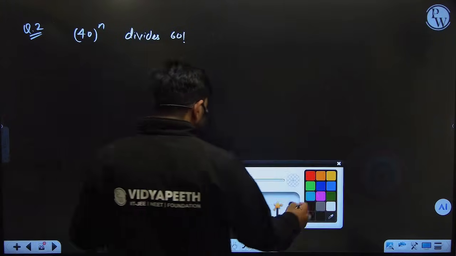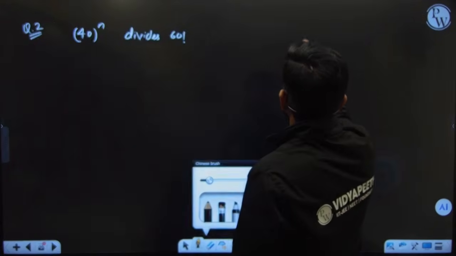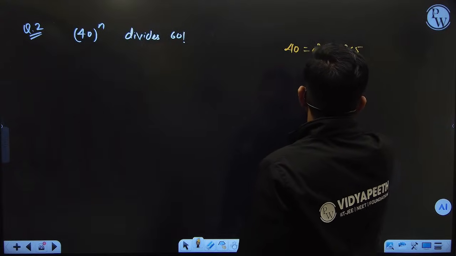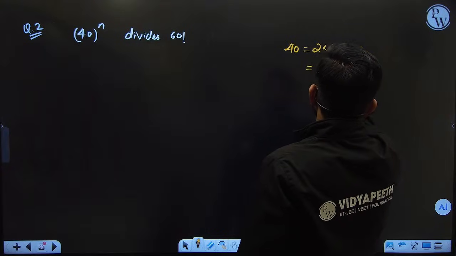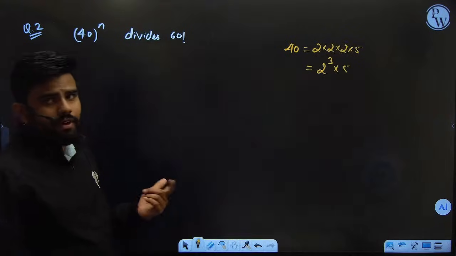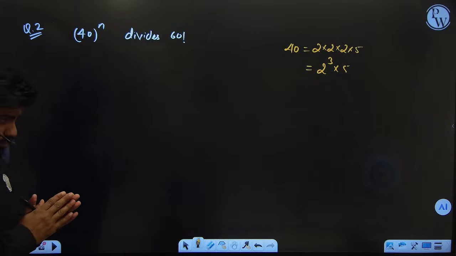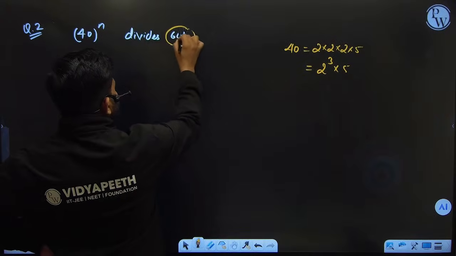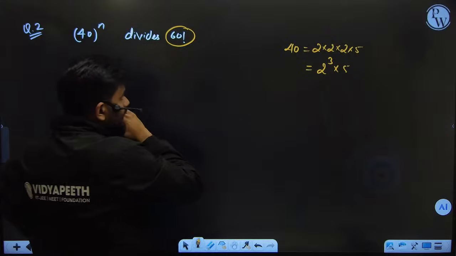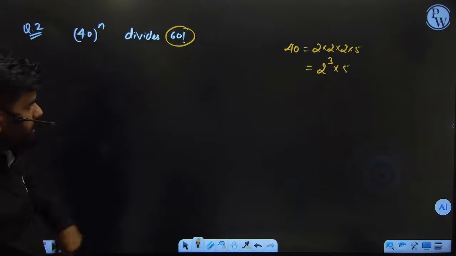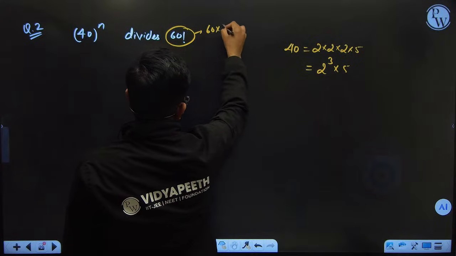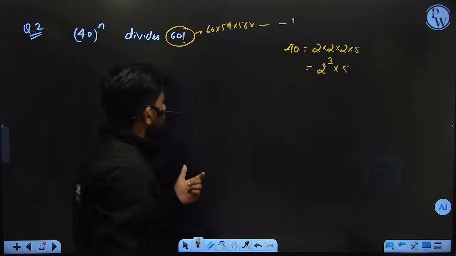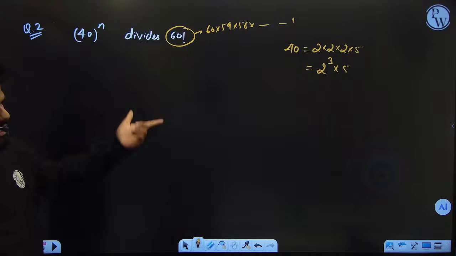Okay, so firstly I will prime factorize this number 40. So the prime factors of 40 will be 2 into 2 into 2 into 5. Okay, it means in 40, 2 is repeating thrice and 5 is repeating once. Now what is the concept? The concept is simple. We need to find out how many 2s and 5s are there in this 60 factorial. If we open this 60 factorial, that is 60, 59, 58 and so on till 1, we need to find out how many 5s and how many 2s this 60 factorial contains, right?